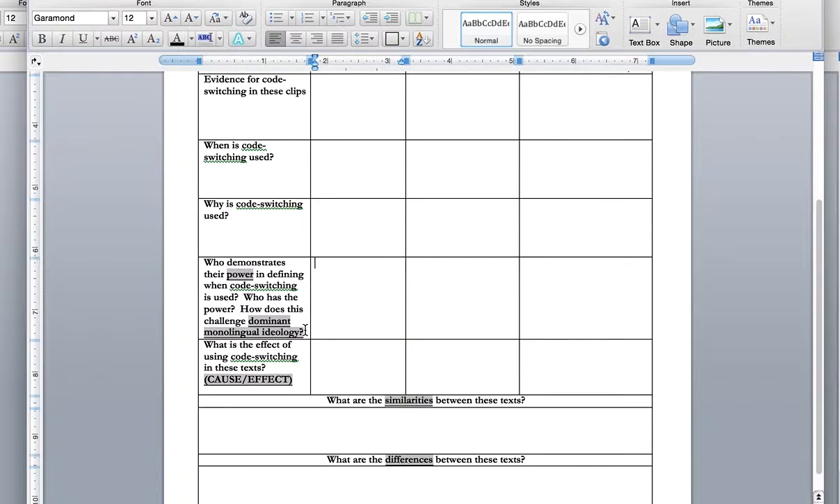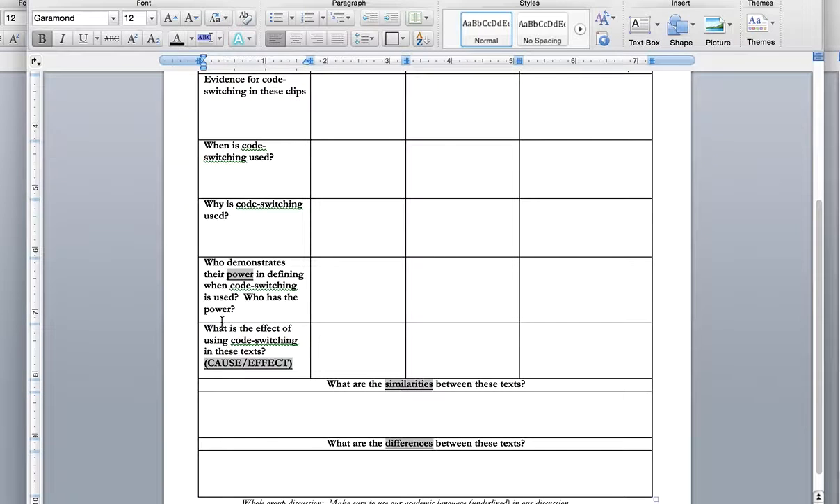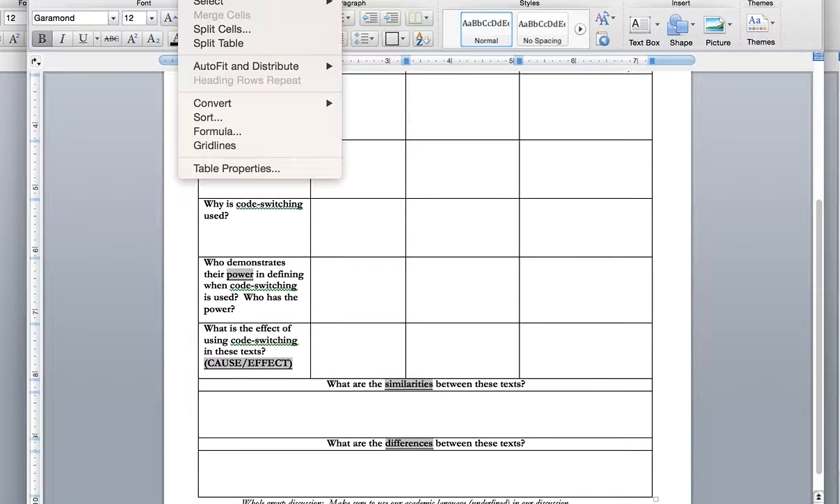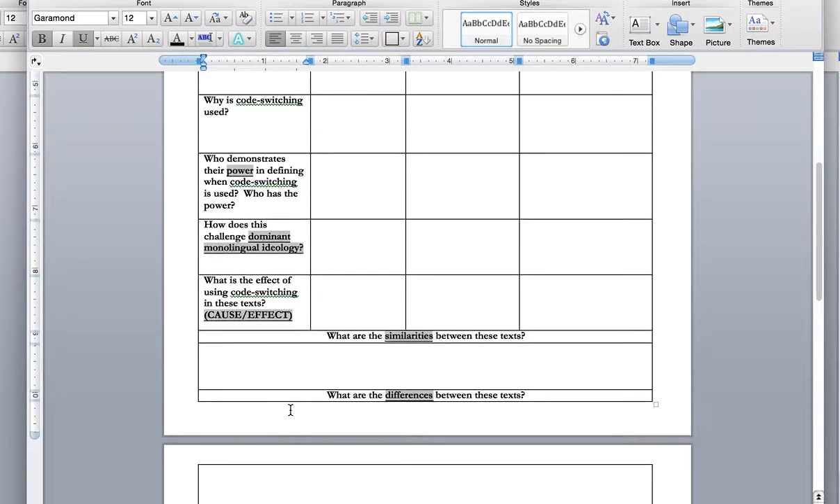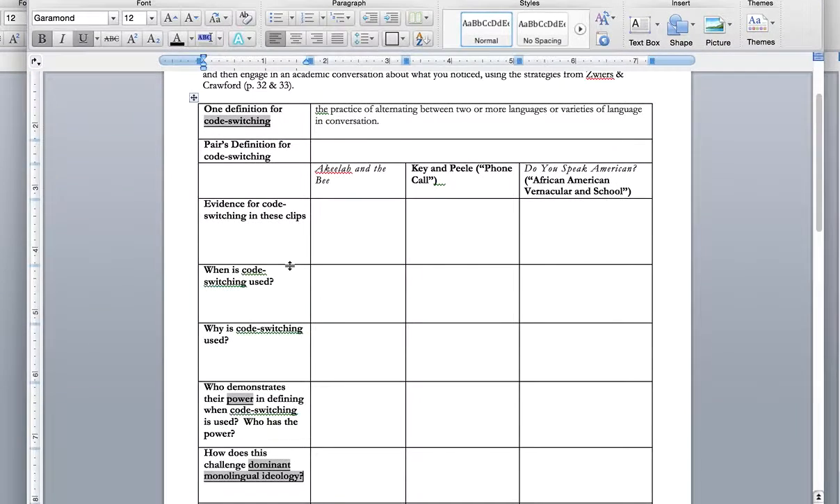those are 3 powerful questions, and you might have a lot to put into there. And then, what is the effect of using code switching in these texts? I actually think that it might be beneficial for these questions to be broken out. So what I'm going to do is go through, insert that row above, and put that question right there, just because I think that it'll make it a little cleaner for you all to respond to. And I also think that this one, when is code switching used, it comes in with evidence for code switching. So I'm going to actually take that out.